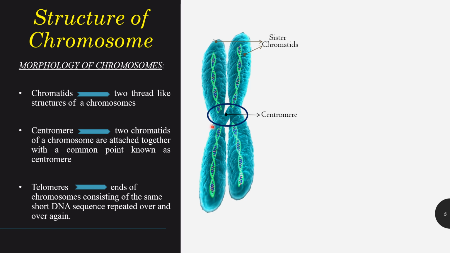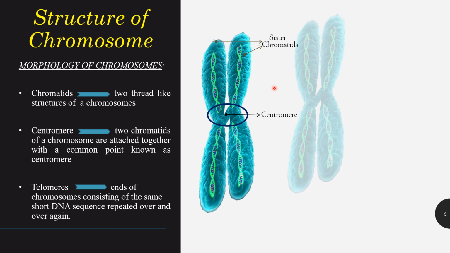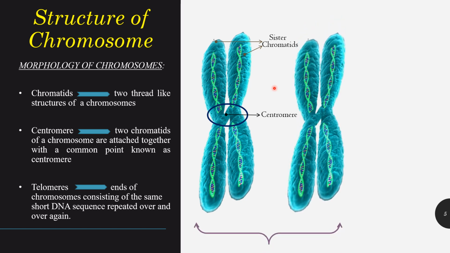Chromosomes are present in pair form. Chromatids are the part of one chromosome. It means pair of chromosomes will have four chromatids. Two chromatids of one single chromosome are called sister chromatids. But the chromatids of two homologous chromosomes are called non-sister chromatids.